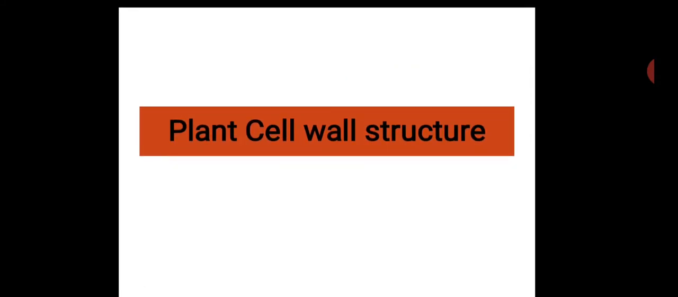Today we are going to discuss plant cell wall structure. The basic units of all living organisms are cells. You know that. And what is cell biology or cytology? The study of structure and function of cells is called cytology or cell biology.